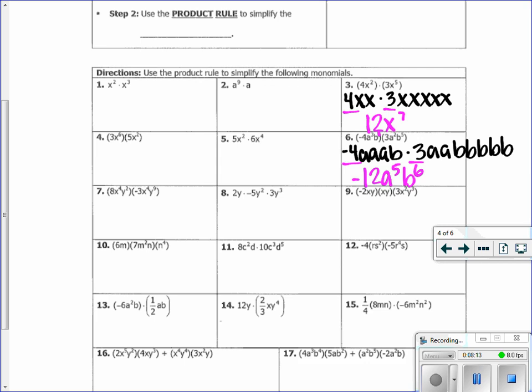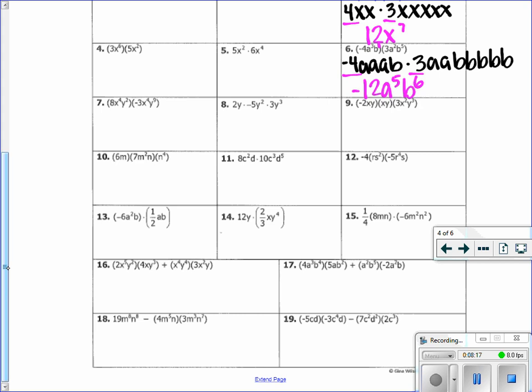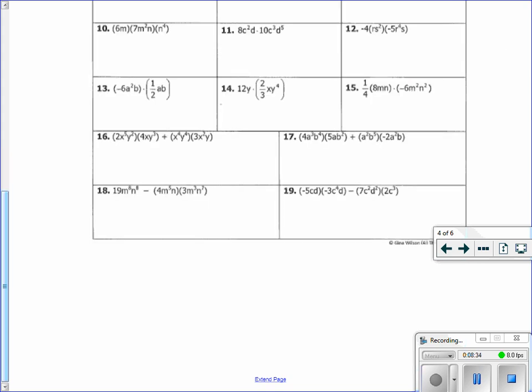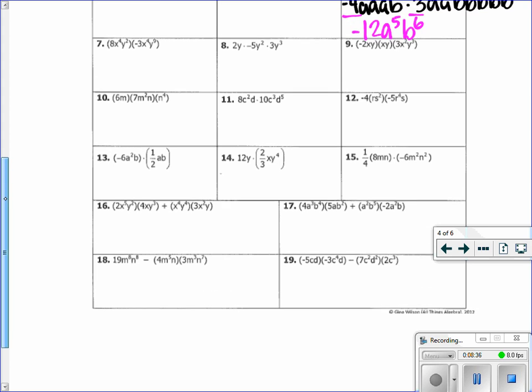All right, so let's look at numbers 10 through 15. Pick one you want me to do. 14. All right. 15. I heard 14 and 15. How come all fractions? Oh my gosh. All right, so let's do 15. If we're doing number 15.